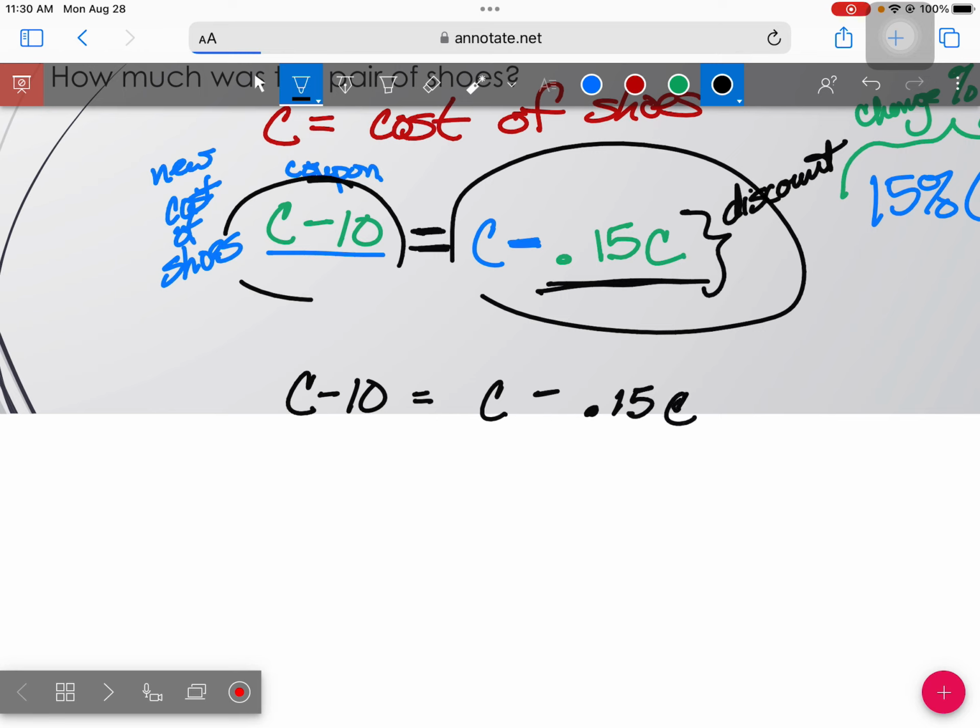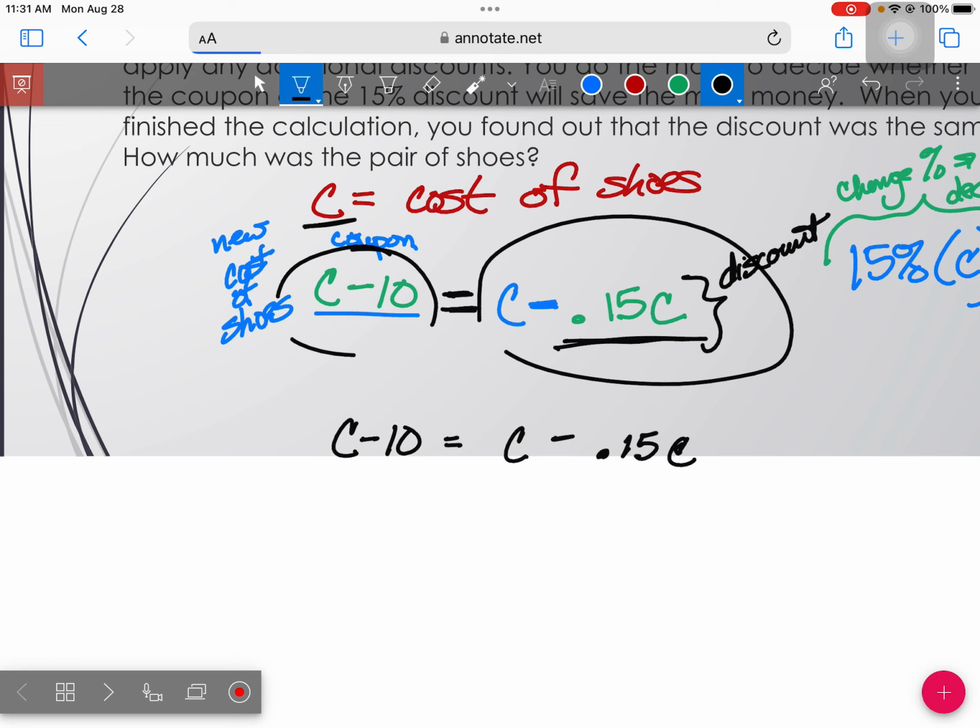Now, why didn't I use the coupon with the 15% too? Right. They said you can't add in multiple discounts. Okay, so here's my equation. I need to try to solve for C, the original cost of the shoes. How would you begin to solve this?